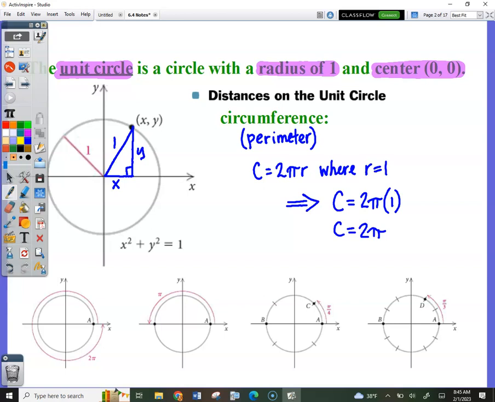This is the takeaway right here. What is the distance all the way around the unit circle? It's 2 pi. So I want you to make a note. Circumference of unit circle, and then draw an arrow. The circumference of the unit circle is 2 pi. That's really important. If I ever say, what's the length all the way around, you need to say 2 pi.